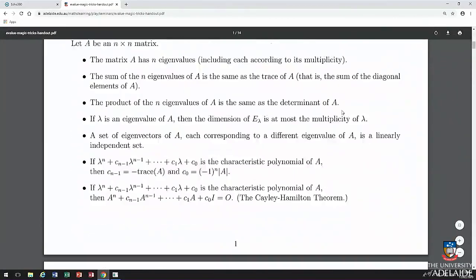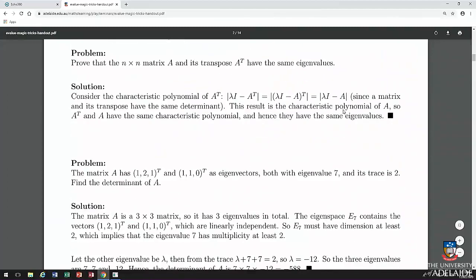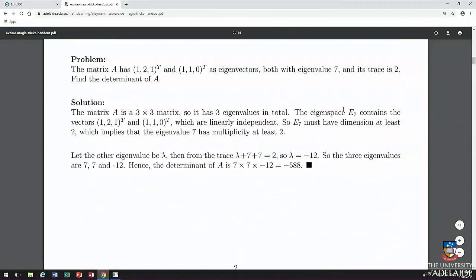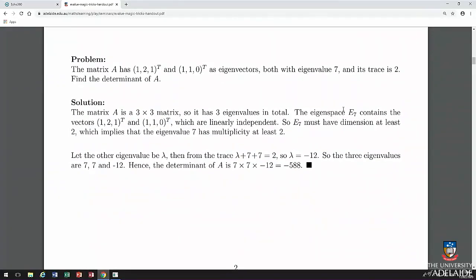Okay, so they're all really closely connected, and I want to show you this example here. So I've got a matrix A, and it has those two eigenvectors. The little t is so that it's written as a column. It's currently written as a row. Both with eigenvalue 7, and its trace is 2. Find the determinant of A. So I haven't been told what the matrix is, but I have enough information to figure out what the determinant of A is from this information.